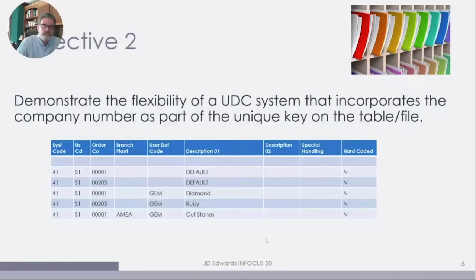We thought at the time, if we're going to customize and add this functionality, it could very well be that in company 1, there's a branch plant that wants to use GEM, but identify it as something different. As you can see, the description for company 1, branch plant EMEA, equals cut stones. Yet for company 1, user-defined code GEM for SRP1 equals diamond. Okay, so we took it down to the branch plant level as well.